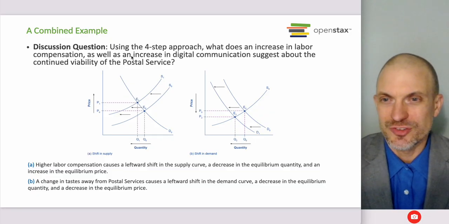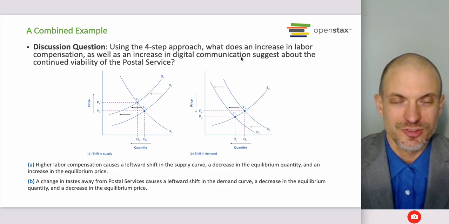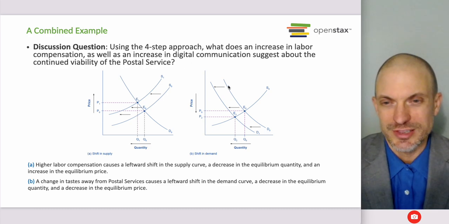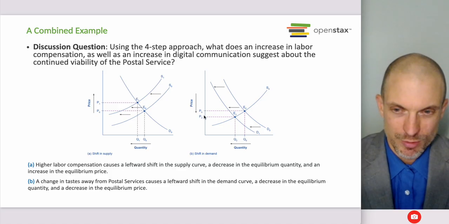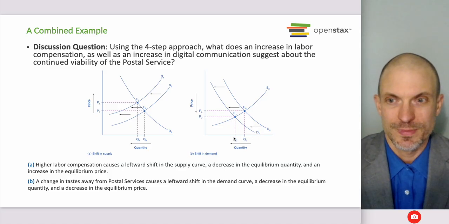On the demand side, there's an increase in digital communication. So this is like consumers losing interest in the post office. So we get a leftward shift to demand that's going to give us a lower price and a lower quantity.